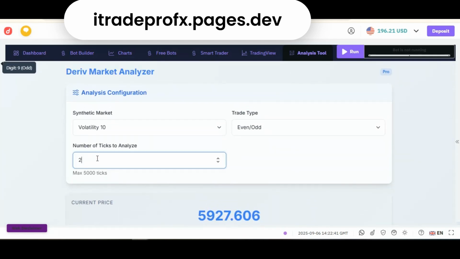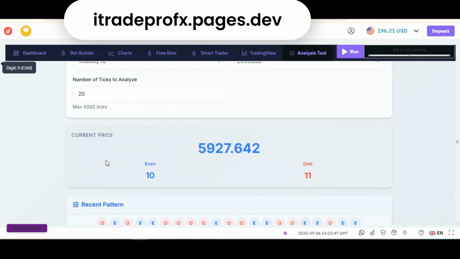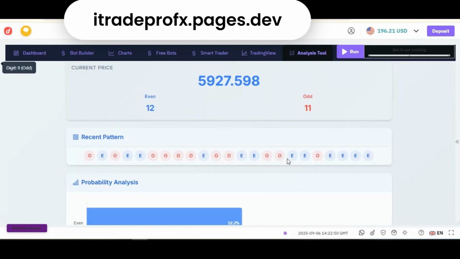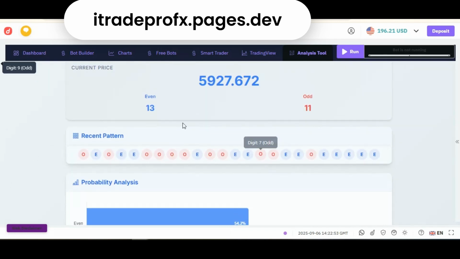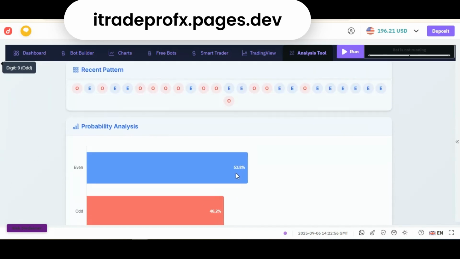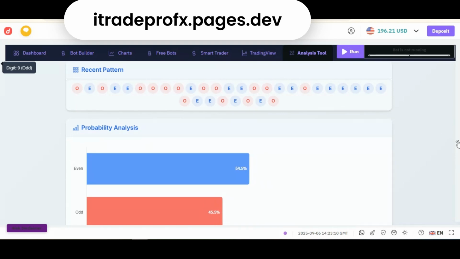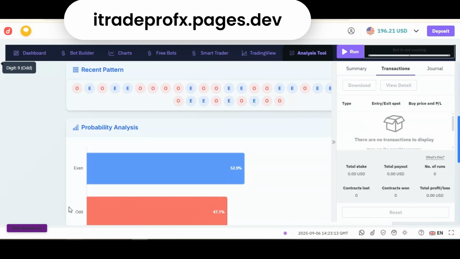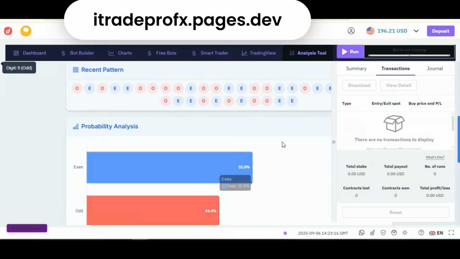We can put the last 20 ticks. Let's see how the Volatility 10 index has been behaving. We can see even at 13 and odd at 11. Let's say if one side dominates by 60% or more, we can trade on the opposite for a few ticks. If this even goes to 60%, we will click run on the opposite, so we will be trading the odd digit. Let's wait and see, around 20 to 30 ticks.